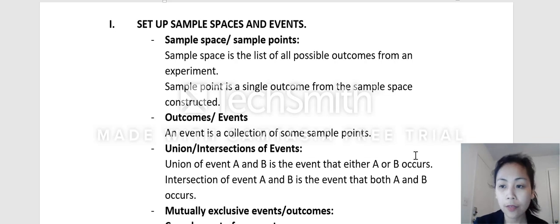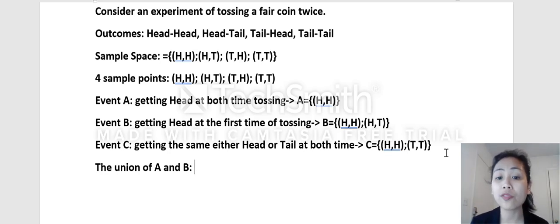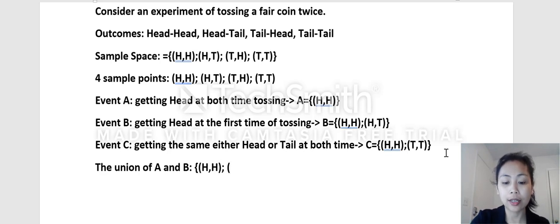If you go back to the example that we did before, the union of A and B is an event that either A or B occurs. That is either getting head at both times of tossing or getting head at the first time. So the union of A and B is basically just a collection of all sample points from A and B, right? So it's basically just head head and head tail.